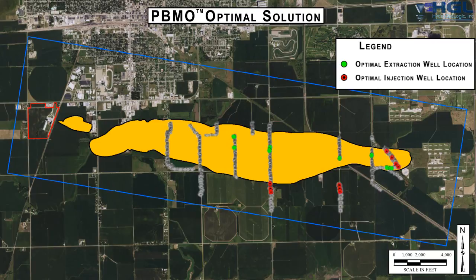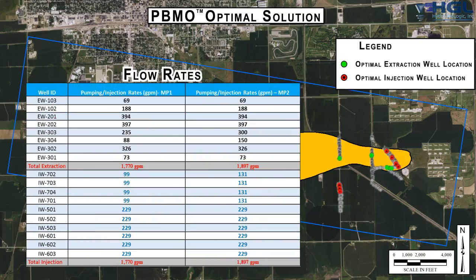The PBMO solution used 2 management periods with the total system flow rate of 1,770 gallons per minute for the first 10 years, and then increasing it to 1,897 gallons per minute for the remaining 16.5 years, which was when the plume is completely remediated below the 5 parts per billion cleanup level.